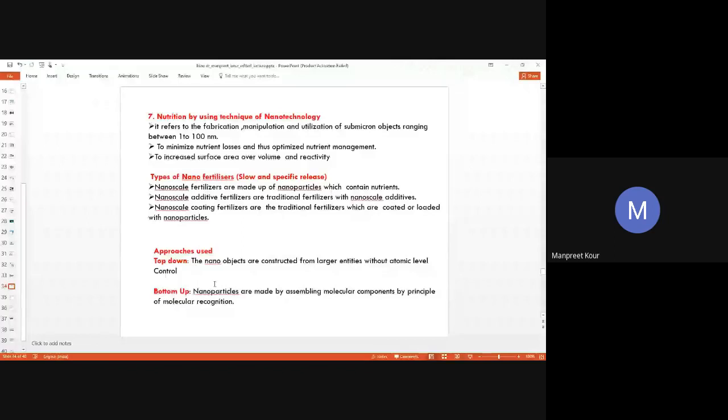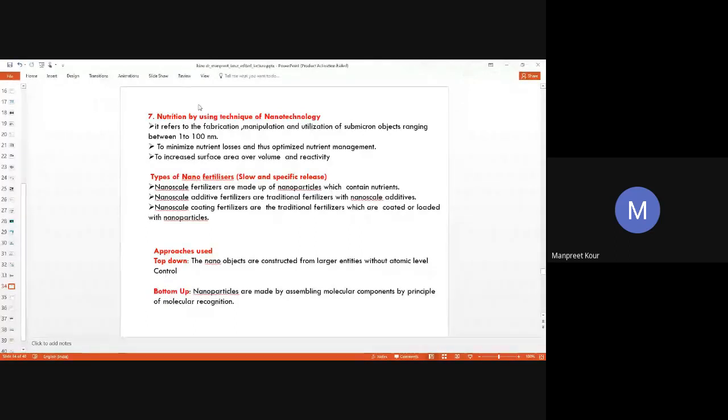In the case of nano fertilizers, they are divided into slow-release and specific-release nano fertilizers. And depending upon their classification, they are nanoscale fertilizers, nanoscale additive fertilizers, and nanoscale coating fertilizers. Nanoscale fertilizers are made up of nanoparticles which contain nutrients. They are just nanoparticles. Nanoscale additive fertilizers are traditional fertilizers to which nanoscale additives are added, and nanoscale coating fertilizers are traditional fertilizers which are coated or loaded with nanoparticles.